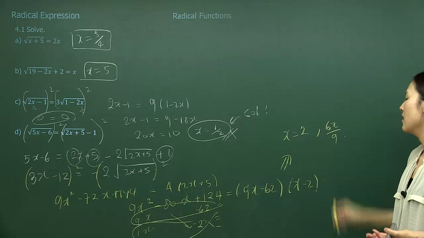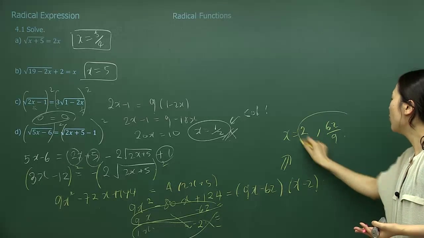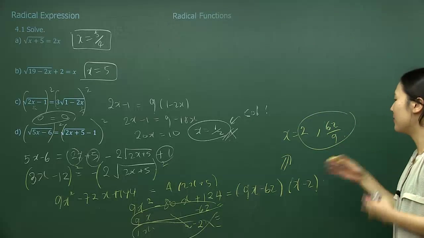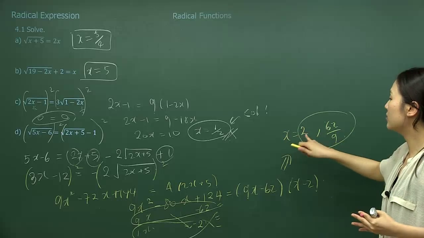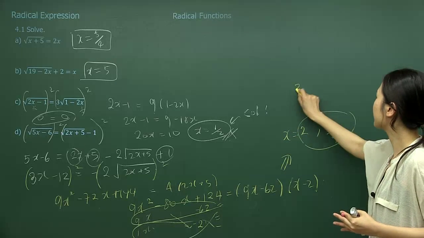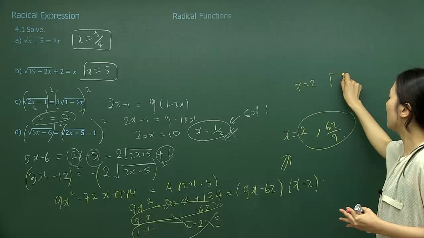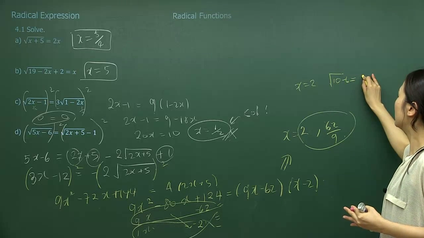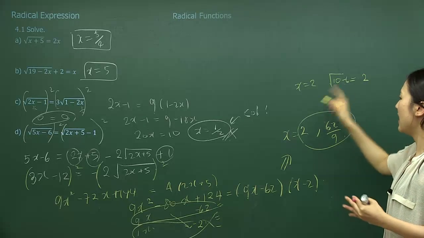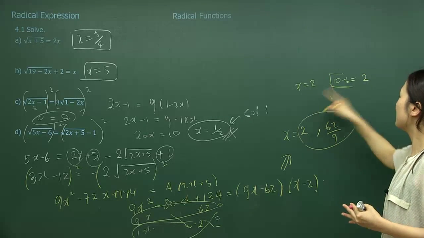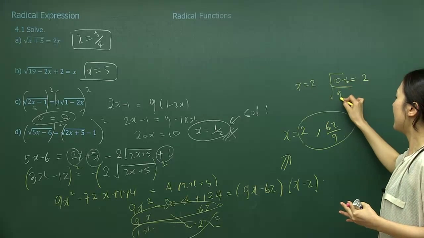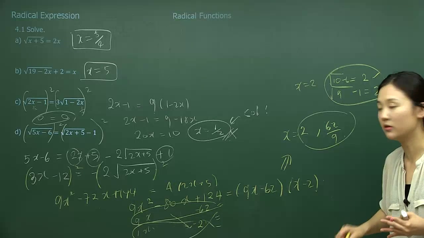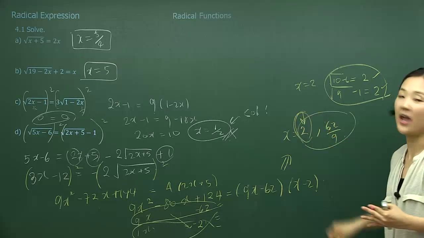For now, I mean, because don't we have to plug it back in order to see whether the values are correct or not? So let's try from 2. So when you plug in 2, you get square root of 10 minus 6, right? Which is equal to square root of 4, hence 2. And the other side is 2x plus 5, which is 9 minus 1, which is equal to 2. Oh, perfect. They're both equal to 2. So this is okay, right?